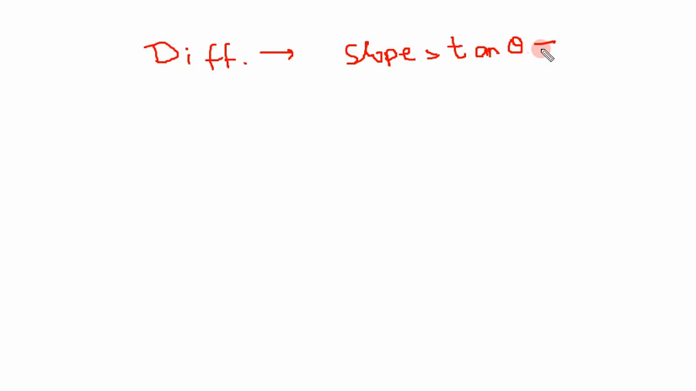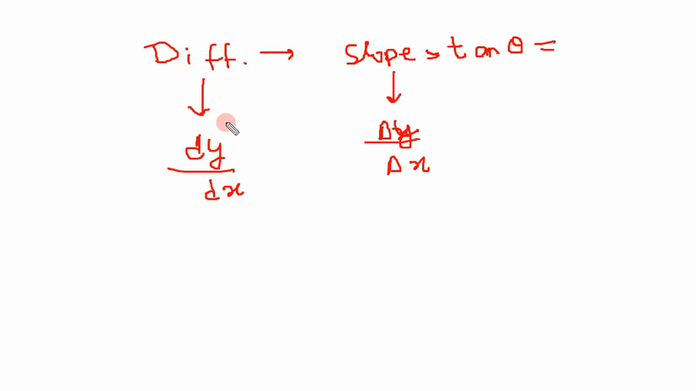integration and differentiation. Let us summarize. What is differentiation? Differentiation is nothing but slope. Slope is equal to tan theta, and tan theta we can calculate as delta y upon delta x. Slope is delta y upon delta x. What is the difference between differentiation and normal slope? This will become d. That means the segments are so small that we cannot measure them. Then it will become differentiation.